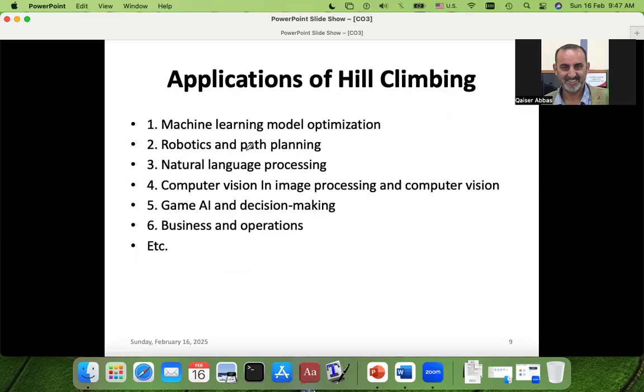What are the applications of it? You can use it in machine learning for optimization, robots and path learning. In natural language processing, people are using it. So these are the different fields in which you can use hill climbing. You can use it in computer vision, gaming, business operations, etc.